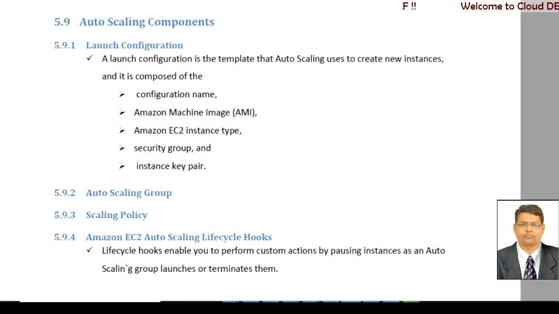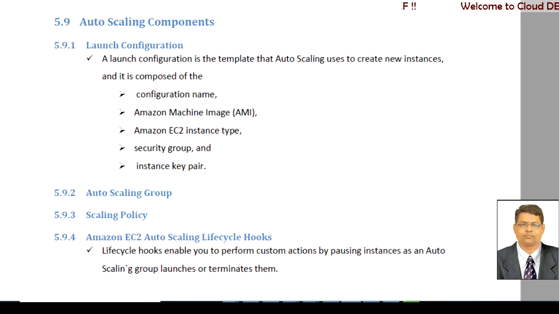Lifecycle hooks enable you to perform custom actions by pausing instances as an auto-scaling group launches or terminates them. When an instance is paused, it remains in a wait state until either you complete the lifecycle action using the complete-lifecycle-action CLI command or API action, or the timeout period ends, 1 hour by default. Lifecycle hooks feature makes instance production ready: install software, patches, customize application, and configurations.